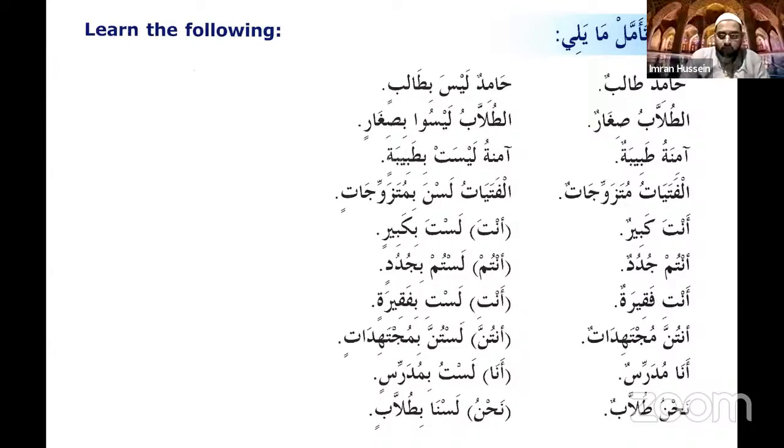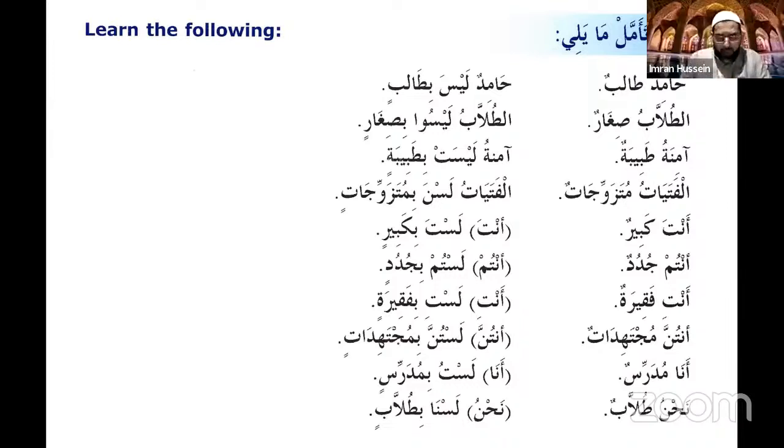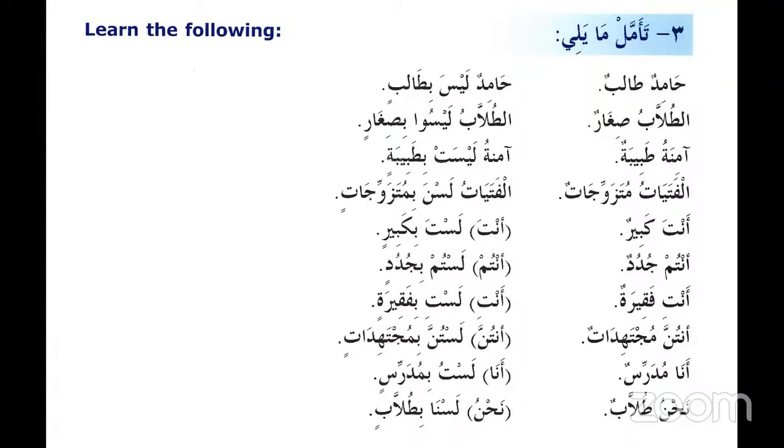So here, the B everywhere is a jar majroor. Right. We can say that too. Al fatayatu mutazawwijatun. The young ladies are married. Al fatayatu lasna bimutazawwijatun. The young ladies are not married.